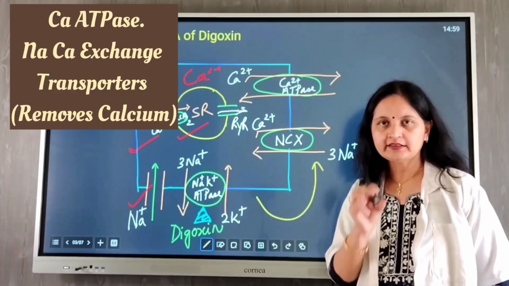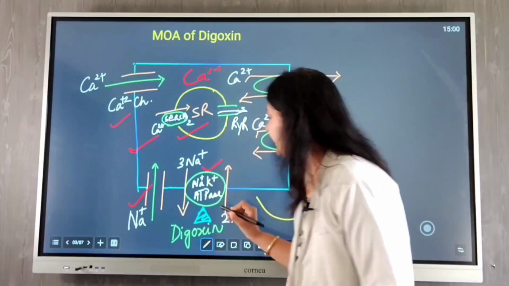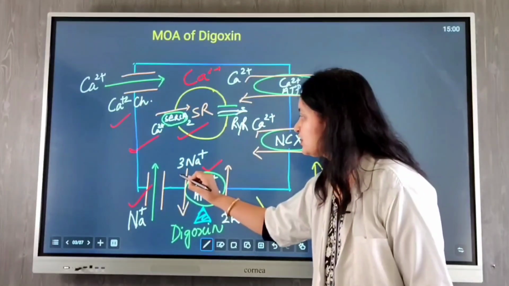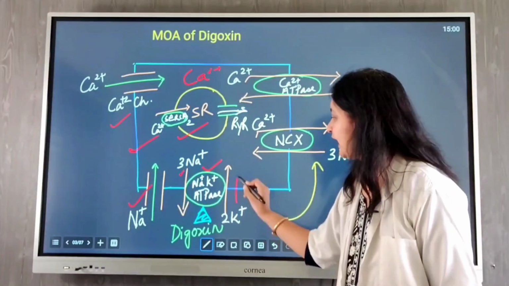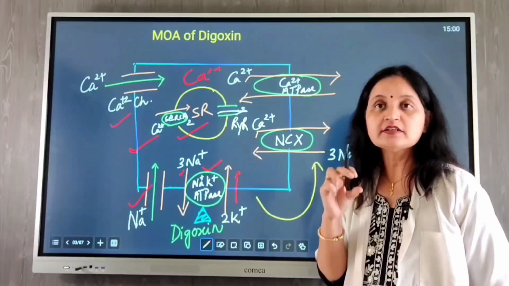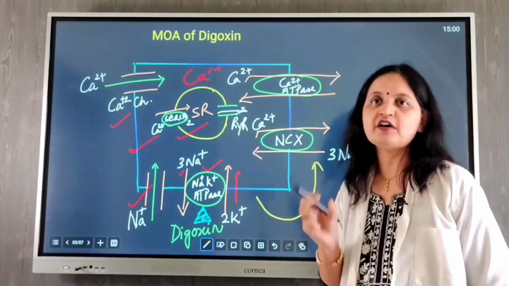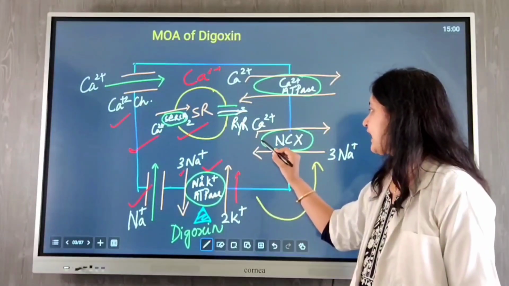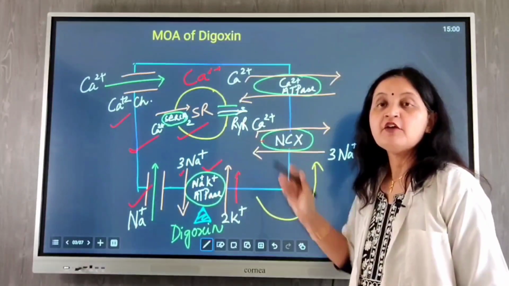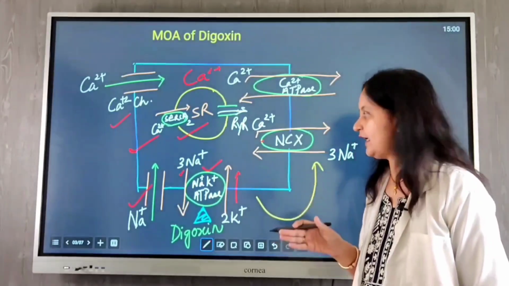Now to be noted that the gradient for sodium is maintained by the sodium potassium ATPase pump, which extrudes sodium out and helps in the entry of potassium. So this maintains a gradient across the sarcolemmal membrane, and this gradient is also linked to the functioning of the sodium calcium exchange transporter, which is responsible for the removal of calcium from the cardiac cell.